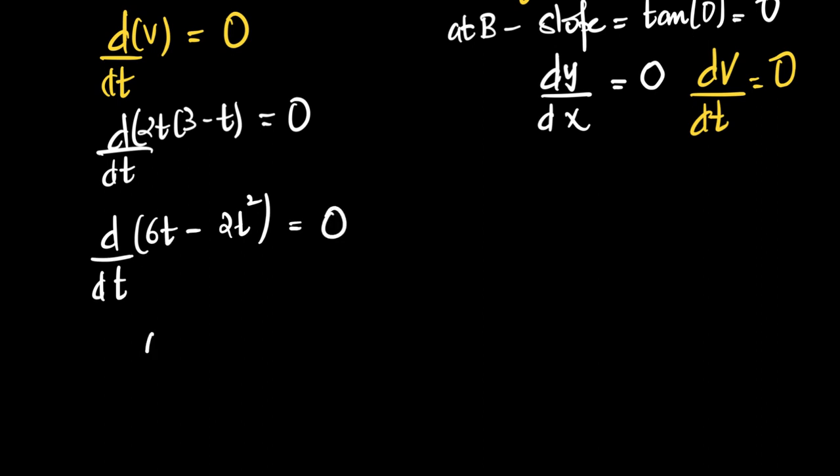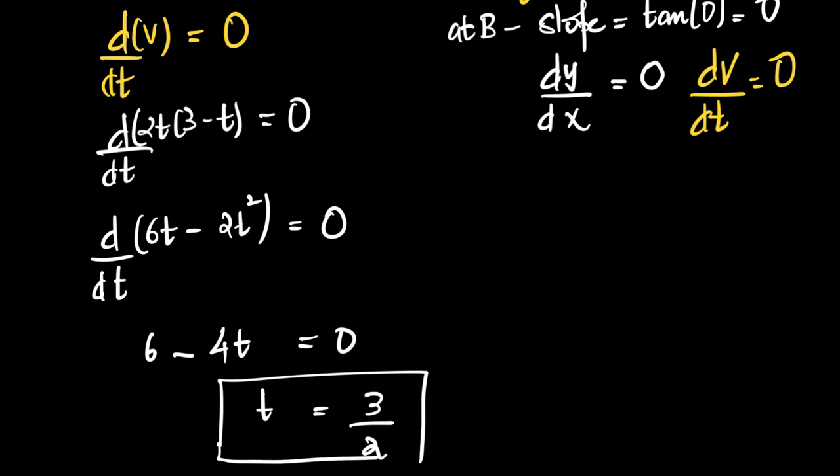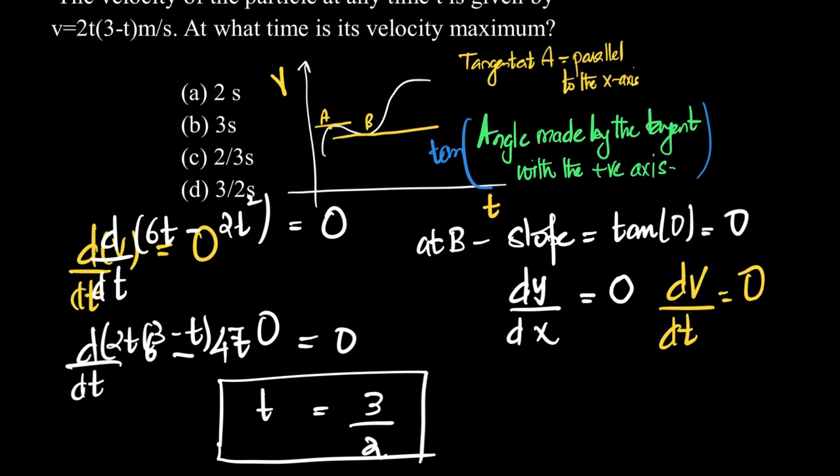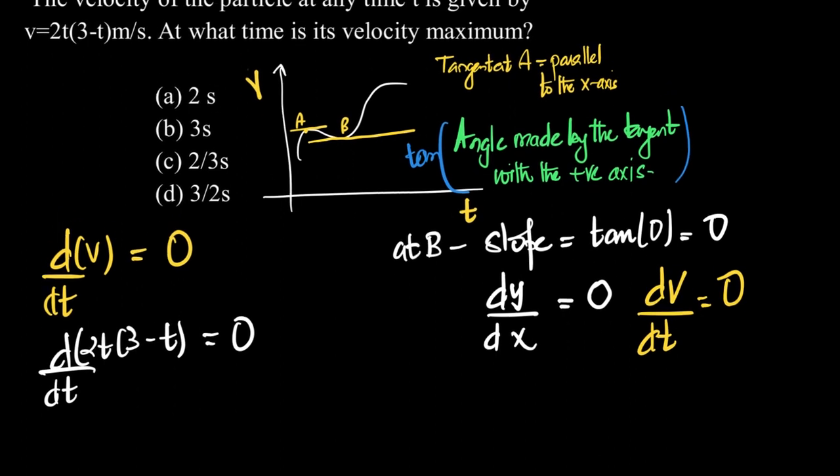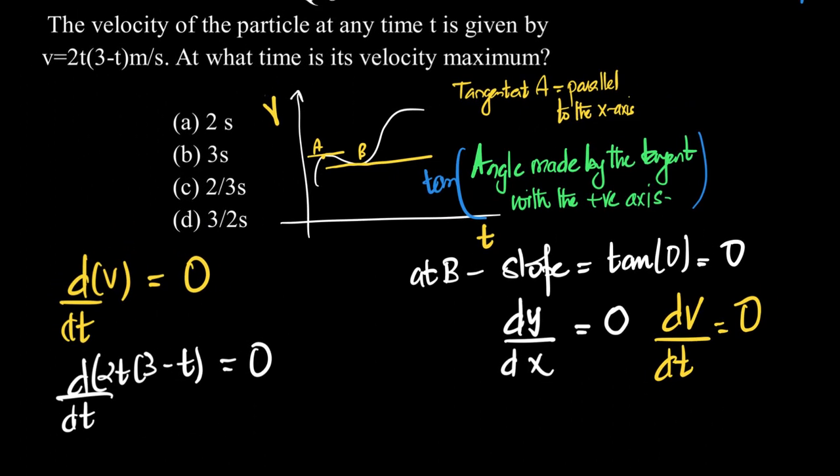What is d by dt of 6t? It is 6. What is d by dt of 2t square? It is 4t, right? 4t to the power 2 minus 1, that is 1. Now, if this is equal to 0, we can say that t is equal to 3 by 2. Okay, so instead of trying to just memorize that dv by dt is equal to 0, you should actually understand how did this maximum velocity get related to the graph, and how did this dv by dt become 0.